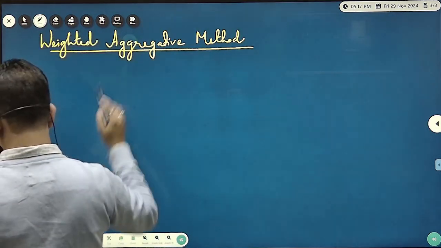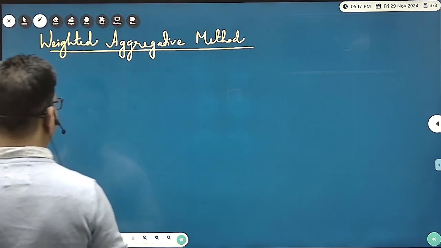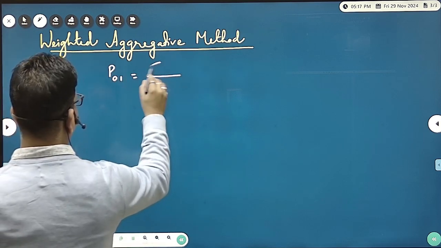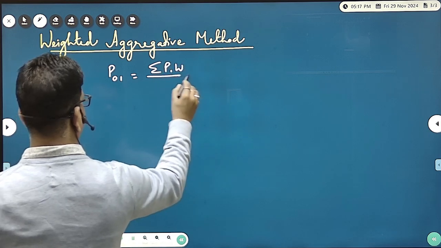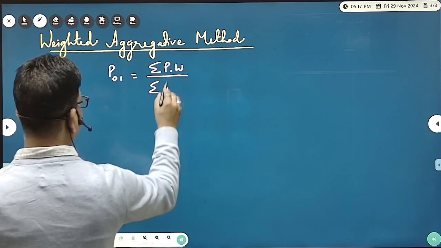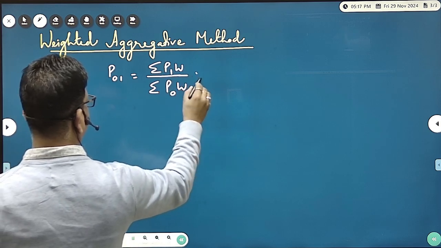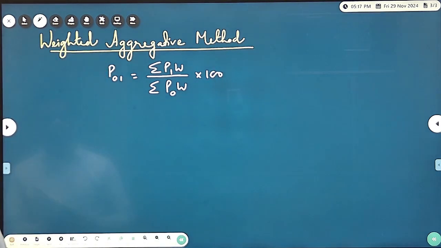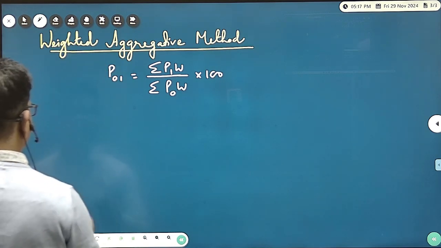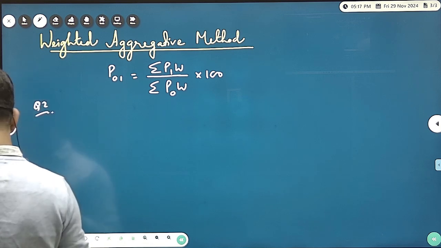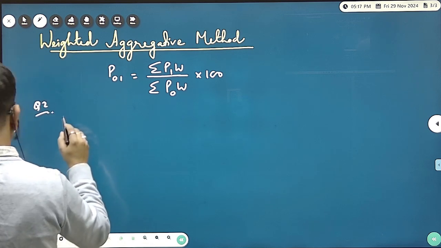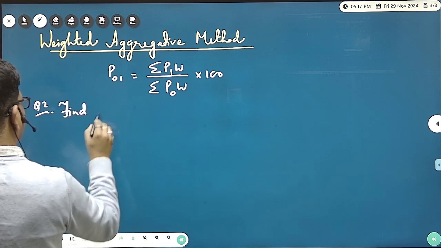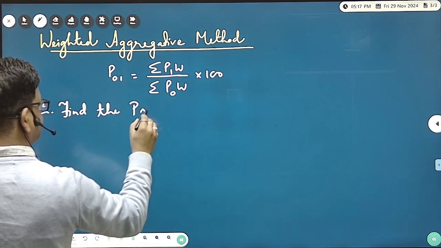Now to start, let me take once again the price index P01. Let me first of all write the formula: summation of P1 W divided by summation of P0 W, again multiplied by 100. So to understand it in a better way, I am going to write an example once again. Question number 2: find the price index, or calculate the price index, for the following.